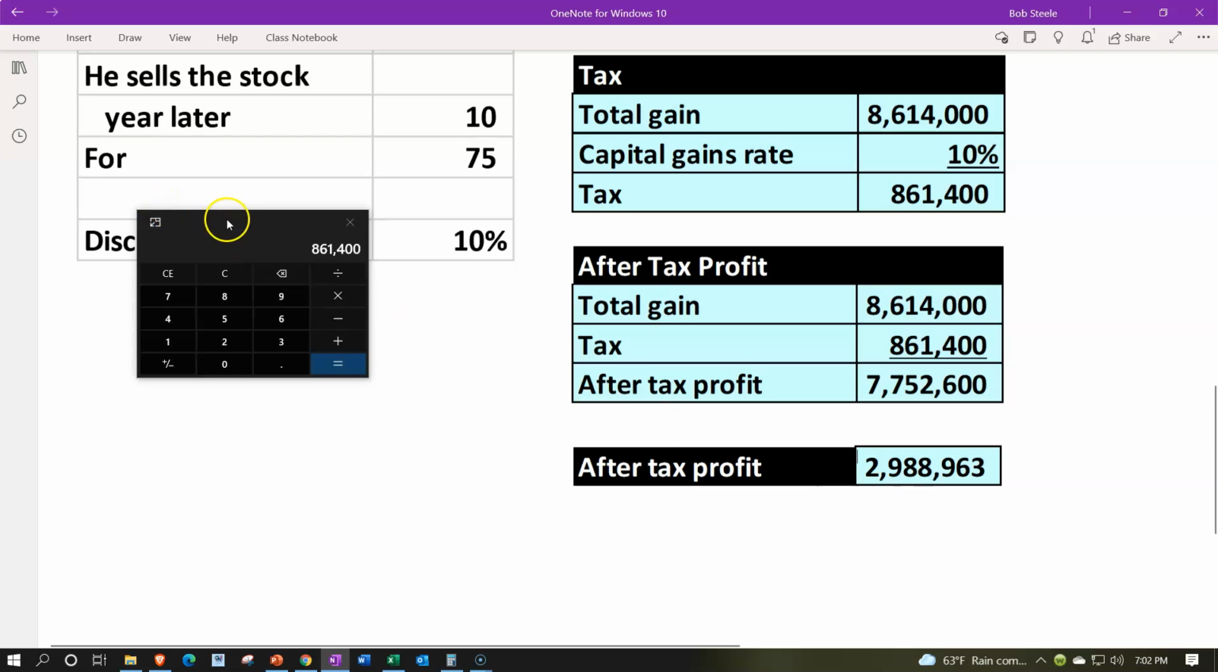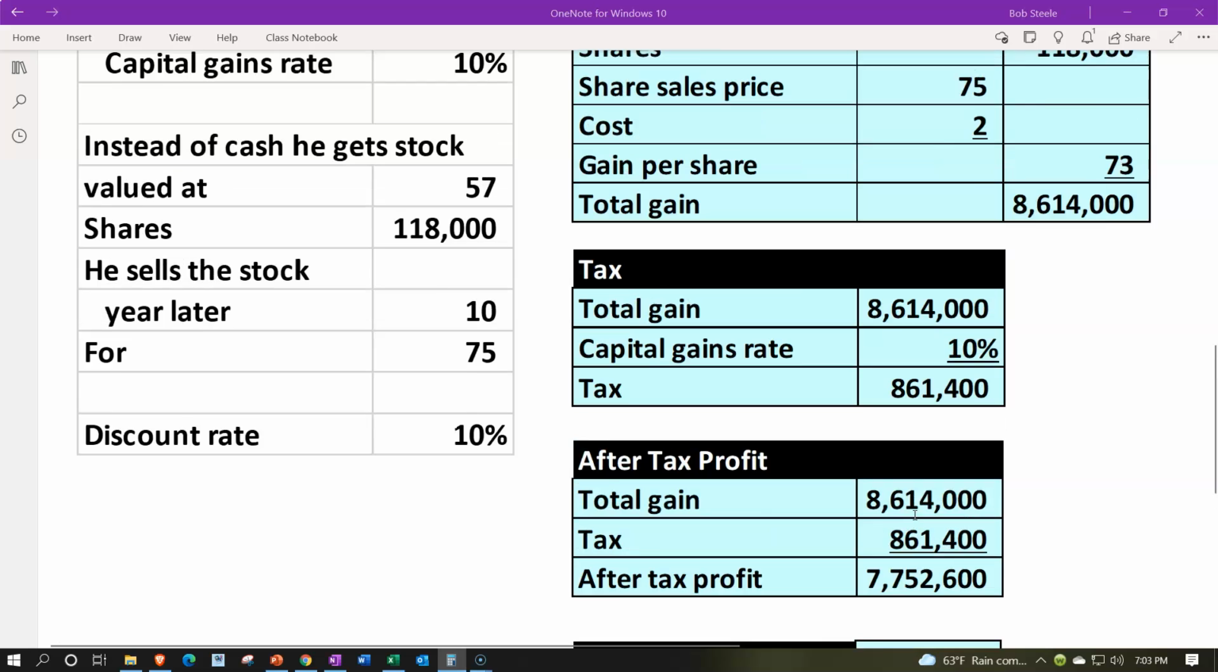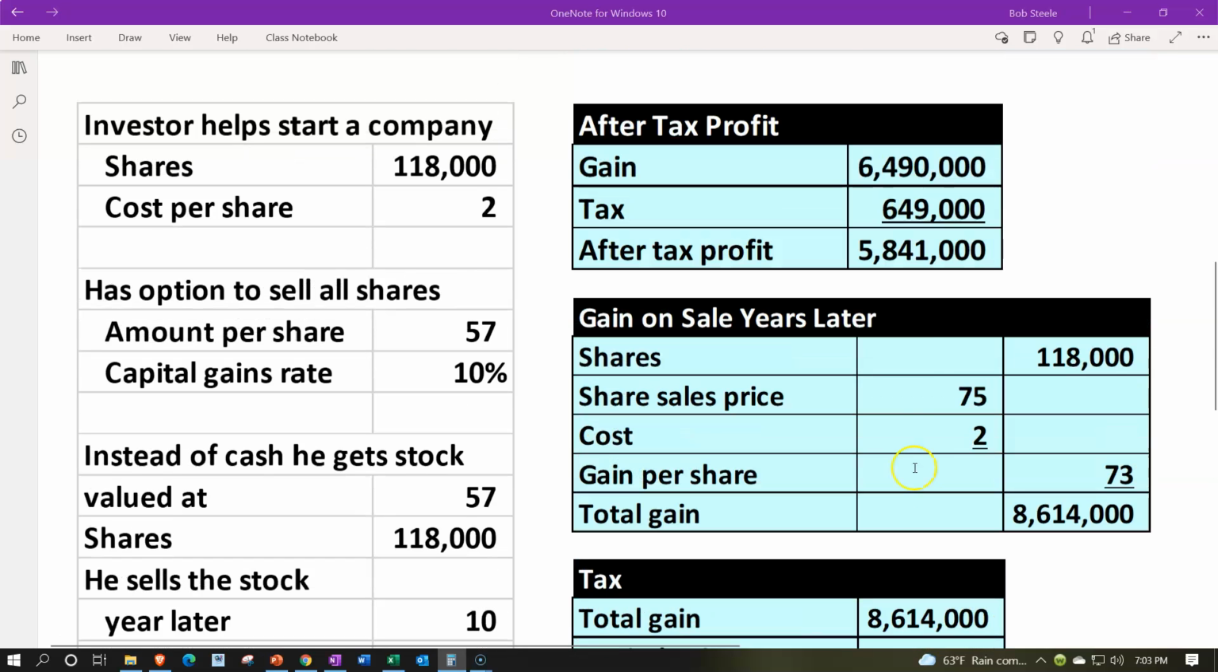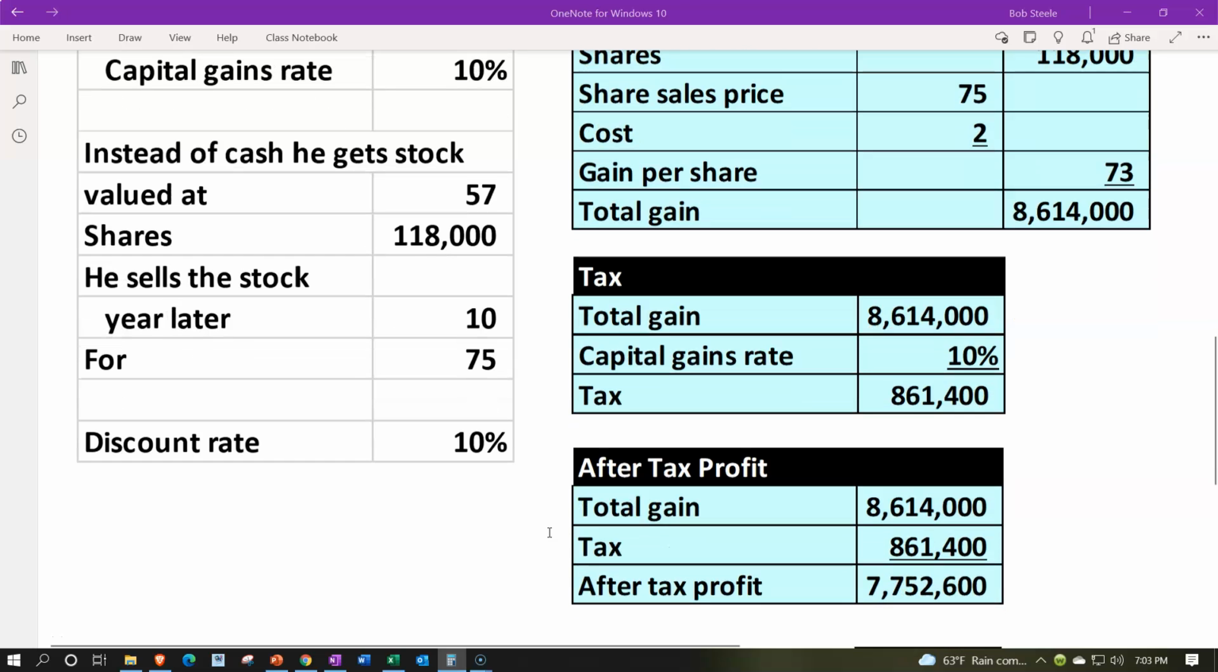But in essence, we're going to take the present value of one of that 7,752,600 that's 10 years out. We're going to bring it back 10 years at a discount rate of 10%. And that would give us the 2,988,963. That amount being less than the $5,841,000. So under this circumstance, we may still be better off with the first option to actually get this, even though the tax is not deferred and whatnot, because if they can then invest that and get a return that we're assuming here of 10%, then they would be better off.